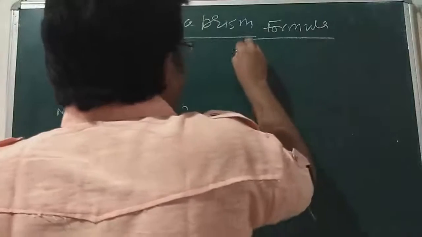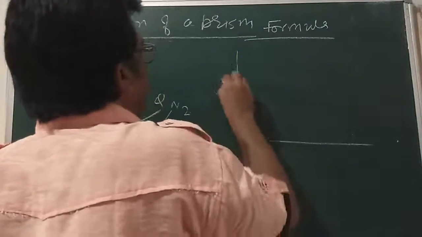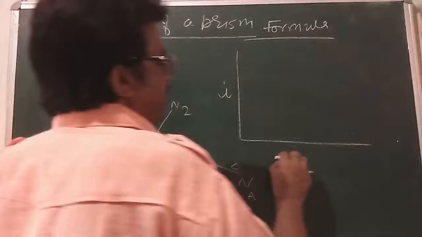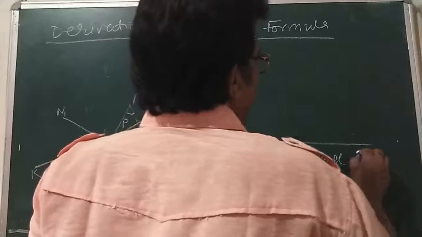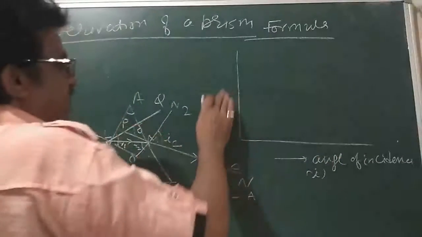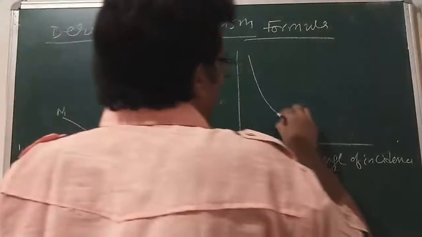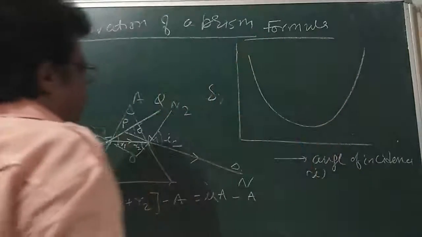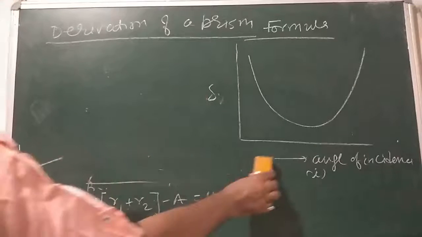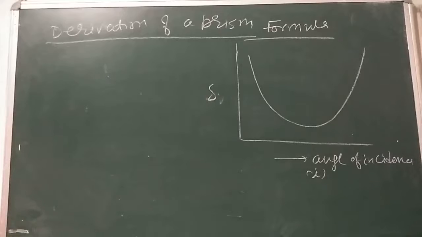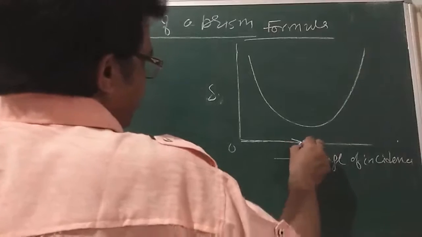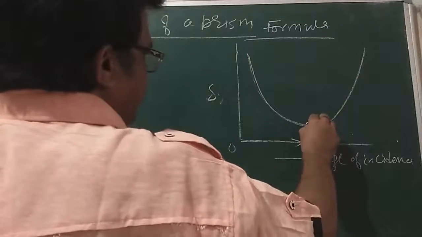Here I am drawing a diagram between angle of incidence and angle of deviation. Angle of incidence I in this direction, and angle of deviation in this direction. We are getting this type of graph. What does this graph suggest to us? When the angle of incidence increases initially on a prism, the angle of deviation decreases.